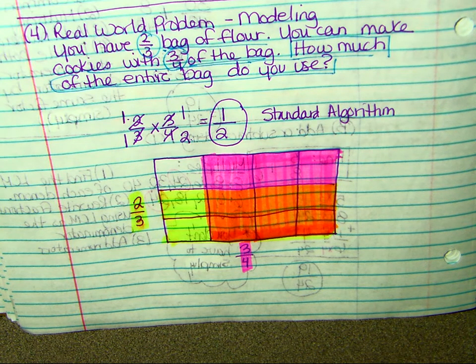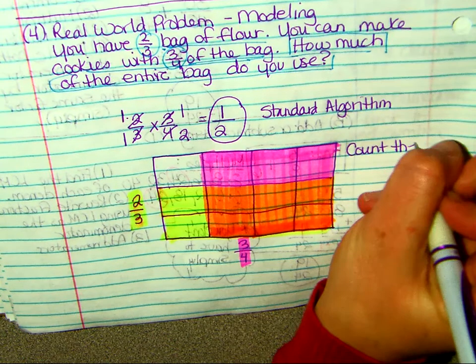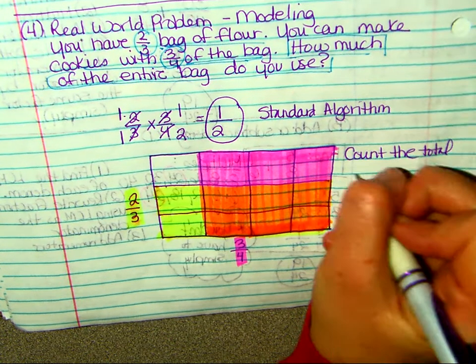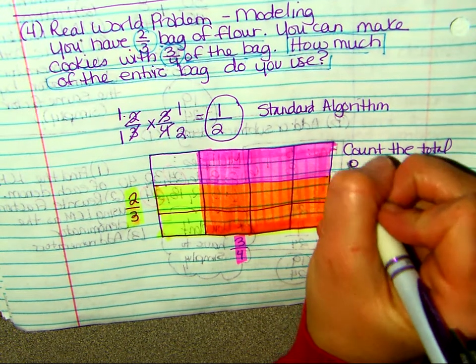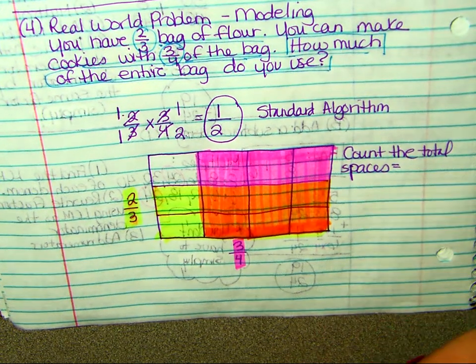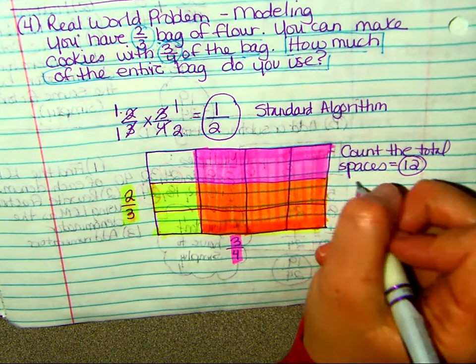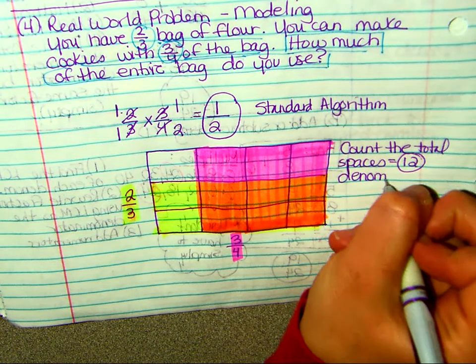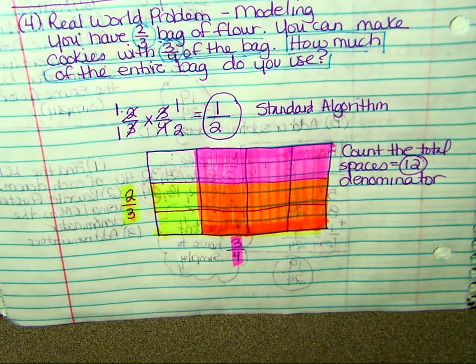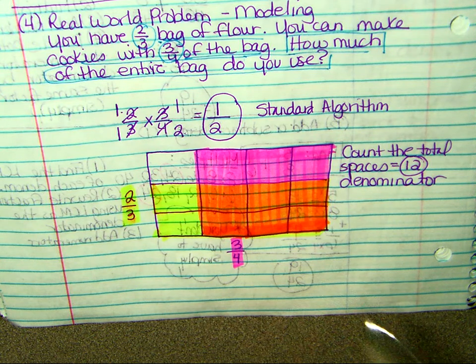Now, how do I read this model? Well, I'm going to start off by counting the total spaces. Maddie, how many spaces are there? Total? 12. 12, thank you. That is going to become your denominator. So I just went 1, 2, 3, 4, 5, 6, 7, 8, 9, 10, 11, 12.